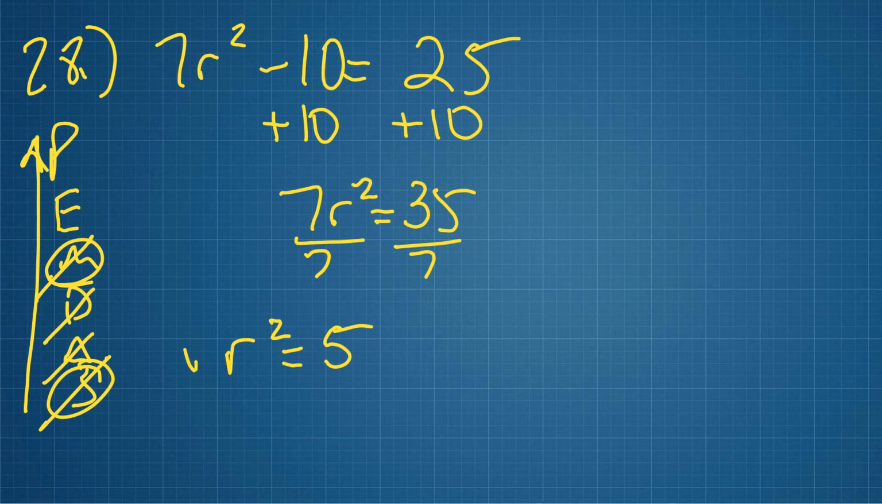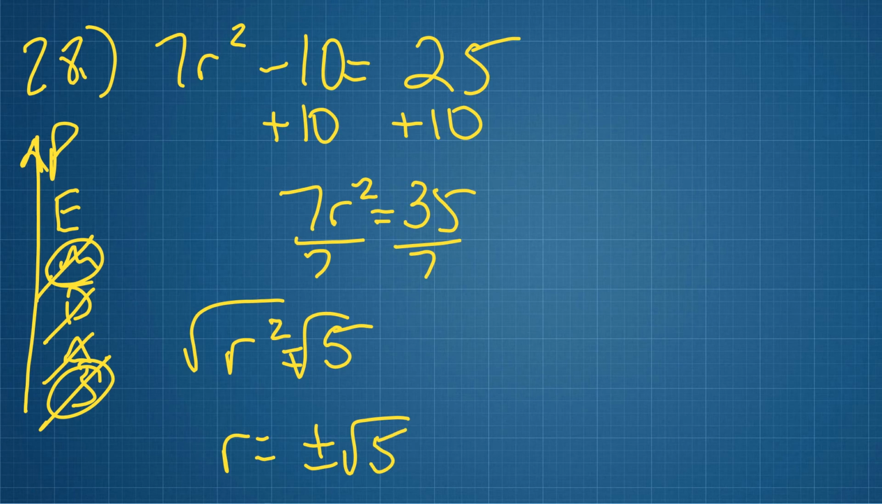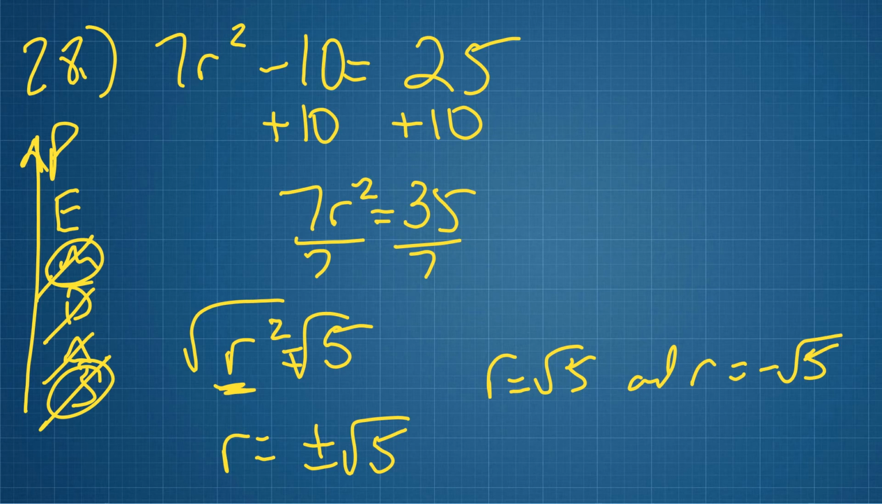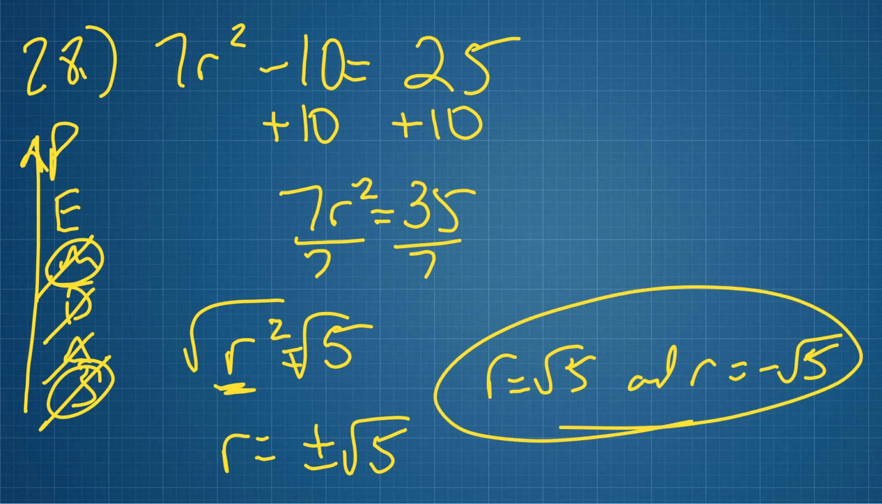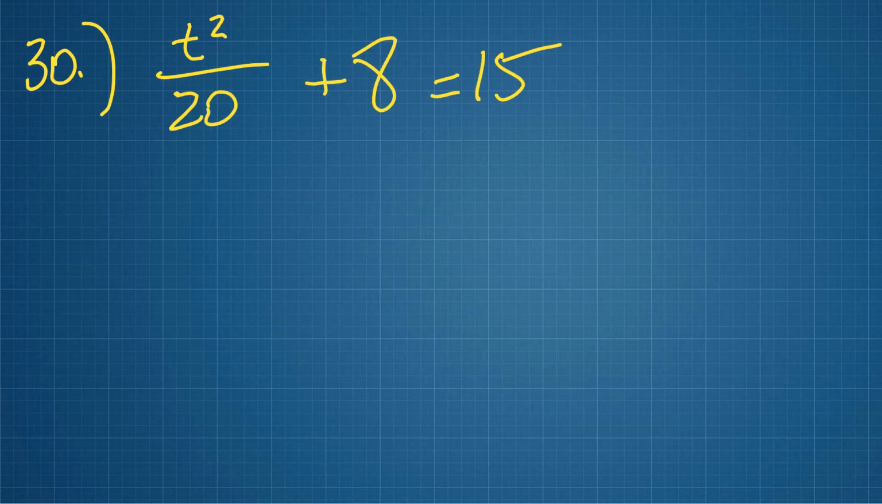Now I'm finally allowed to take the square root of both sides. I get r equals plus or minus radical 5. Don't forget your plus or minus. Remember, it showed up here. So my final answer is r equals radical 5 and r equals negative radical 5. That's it for 28. 30, I have t squared over 20 plus 8 equals 15.